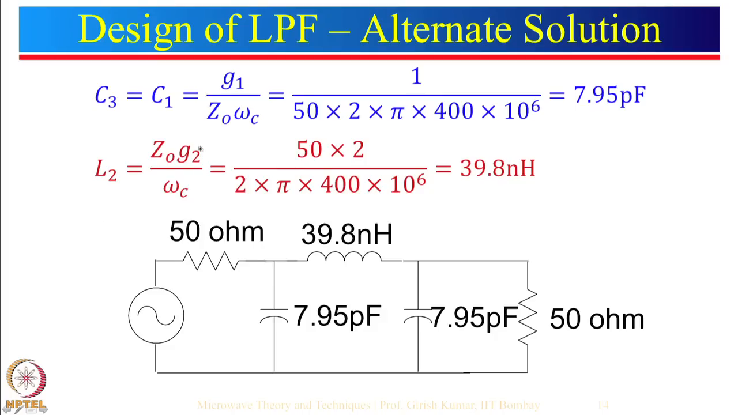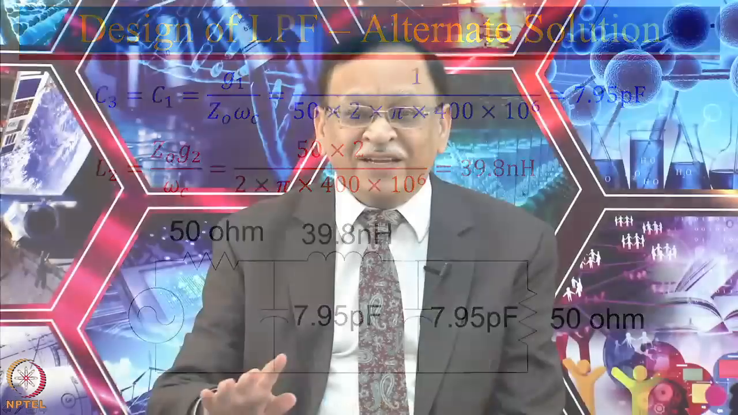Similarly, we find the value of the inductor. We start with the G2 parameter and multiply it with Z0 or R0, divided by omega c. So, 2 into 50 divided by omega c comes out to be 39.8 nano Henry. Okay. In fact, I would like you to compare this particular circuit with the previous circuit, and you will actually see that the equivalent inductance and equivalent capacitance are coming out to be similar. Okay. So, I want you to check that.